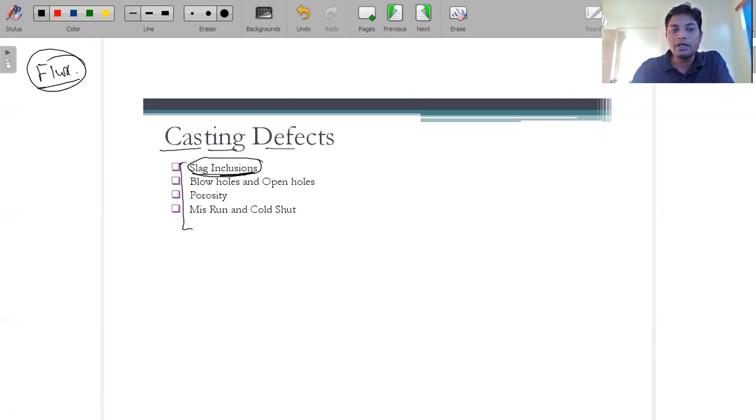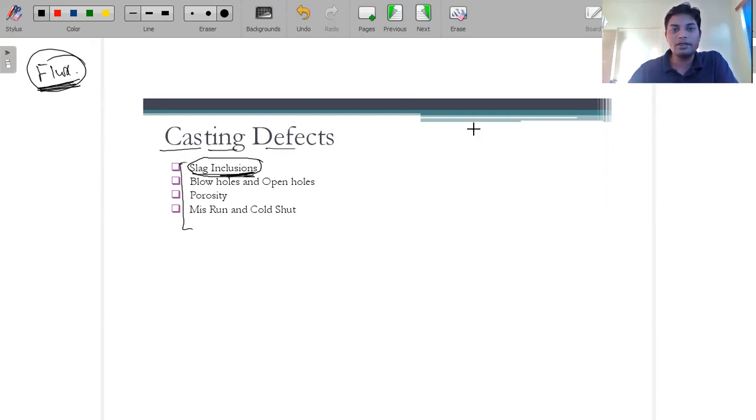Because otherwise, if oxide formation is there, it will weaken or reduce the strength of the casting. And by the way, all the casting defects will reduce the strength. So what we are doing is using flux, which will prevent the formation of the oxides.